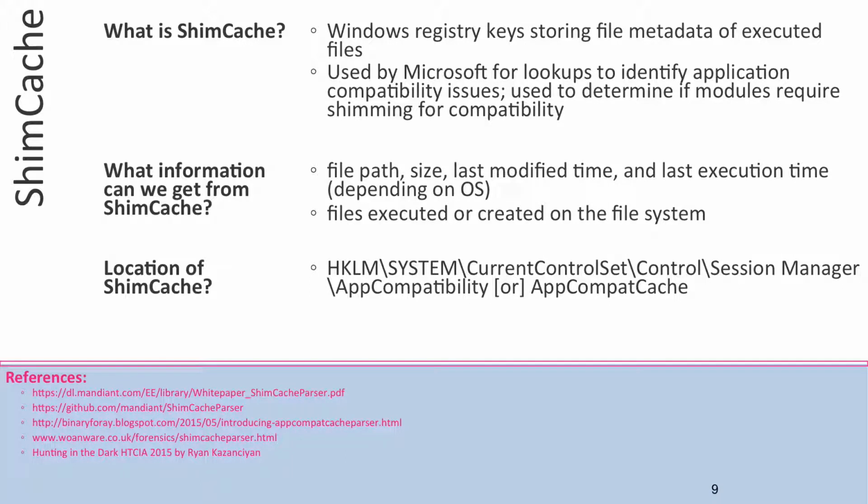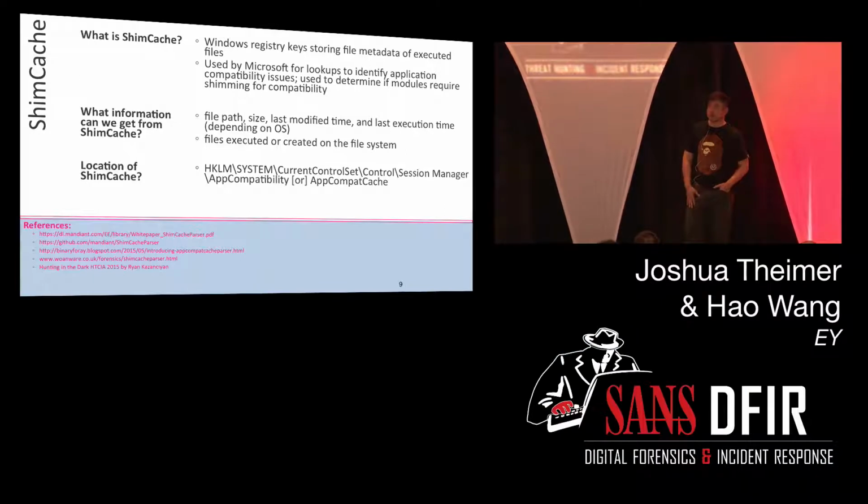Yeah, so shim cache. I know a lot of people mentioned that today, so we just need to give a small overview of it. Shim cache is used by Microsoft mainly to look up applications which require shimming for compatibility issues. Thank you for the great work done by Mandiant, who discovered that the metadata of shim cache can be used to potentially track file execution. Within shim cache there is a lot of useful information, including file name, file size, and file path.